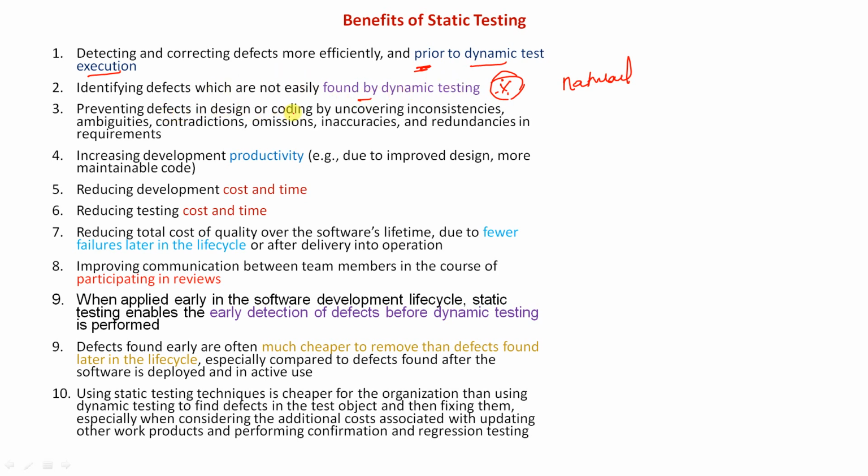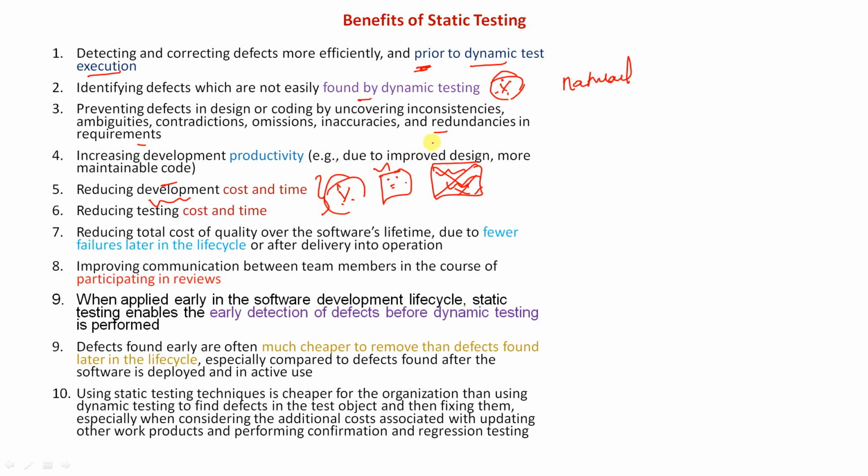Preventing defects in design or coding by uncovering inconsistencies, ambiguities, contradictions, omissions, inaccuracies, and redundancies in the requirements. So everything can be taken care of in static testing. Increasing development productivity due to improved design and more maintainable code. Yeah, this is also a benefit. Reducing development cost and time, and reducing testing cost and time, because if you find a defect in the requirement document itself, then developers will not develop that particular part and testers will not test it, so that effort is completely eradicated. That is a very important point.